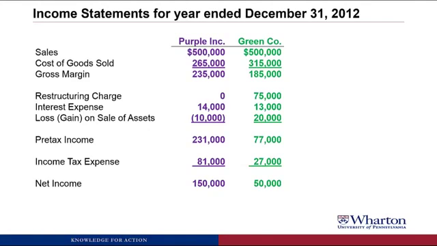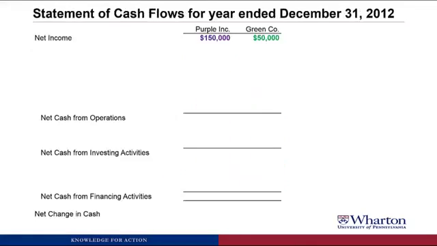To put together cash flow statements for Purple Incorporated and Green Company, we of course have to start with net income. So here are the income statements for both Purple and Green. We can see that Purple has $150,000 of net income, Green has $50,000. So when we start on the statement of cash flows, that's going to be the top line, the net income for Purple and the net income for Green.